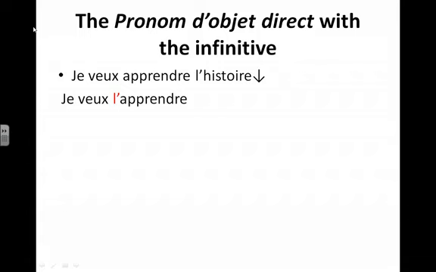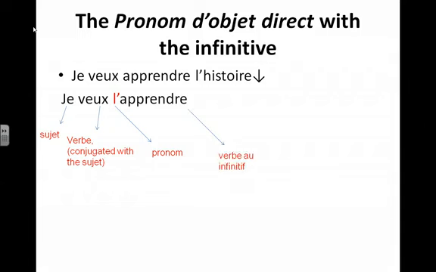Okay, so the pronom d'objet direct can also be used with an infinitive. Let's see what this means with an example. Je veux apprendre l'histoire. Je veux l'apprendre. So you have the subject, then you have the main verb that agrees with the subject, so je veux. Then you have the pronoun, and then the other verb in the infinitive. Je veux l'apprendre. I want to learn it.